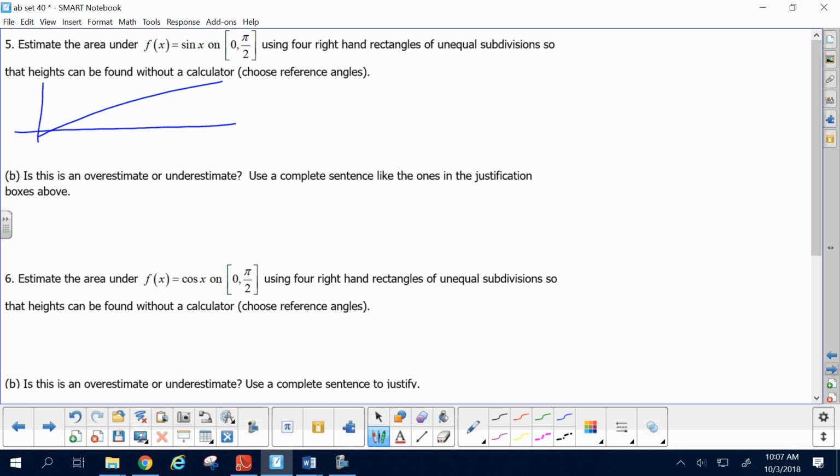Sine up to pi/2 looks like that. What are the reference angles between 0 and pi/2?